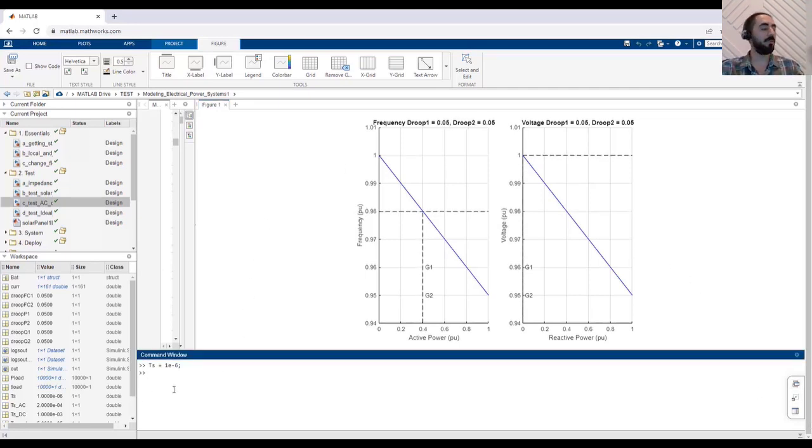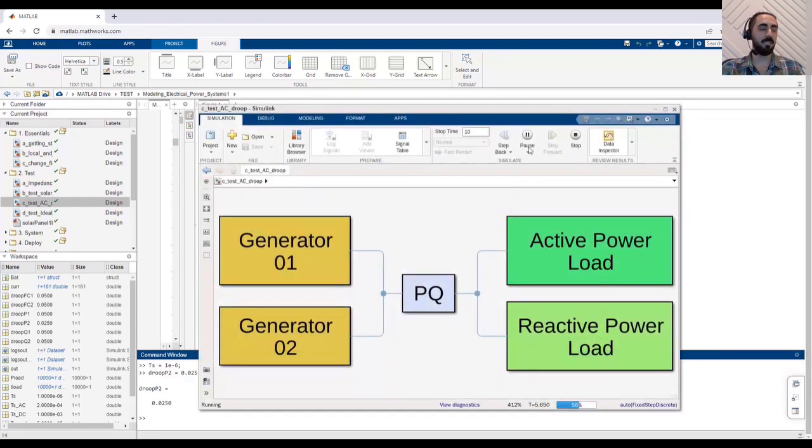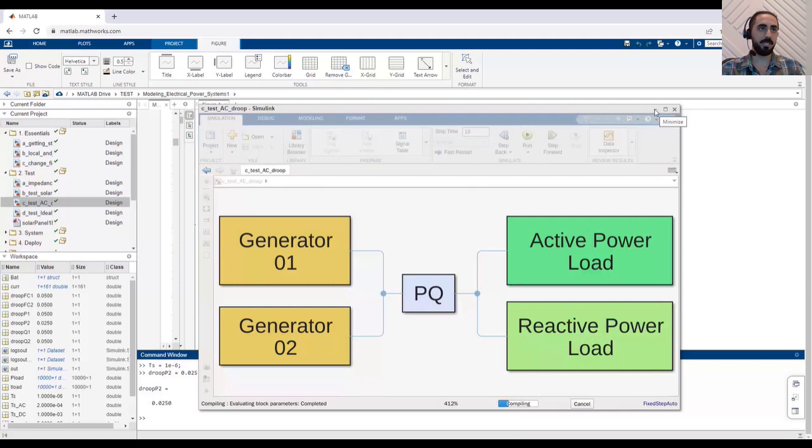So now let's make a change to the droop P2. For this second generator, we set it to half of the previous value, 2.5%, of the droop P1, and let's stop the system and rerun it again to make sure that the voltage and frequency droop for power sharing is working fine.